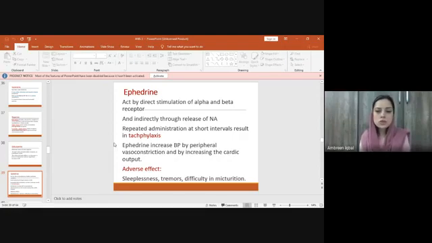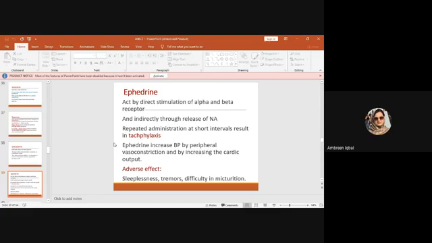Repeated administration at short intervals results in tachyphylaxis. Ephedrine increases the blood pressure by peripheral vasoconstriction and by increasing the cardiac output. Adverse effects are sleeplessness, tremors, and difficulty in micturition. Difficulty in micturition is due to beta-2 relaxation and alpha contraction, which both prevent voiding. So if a person is using ephedrine, the person may experience difficulty in micturition and urine voiding.